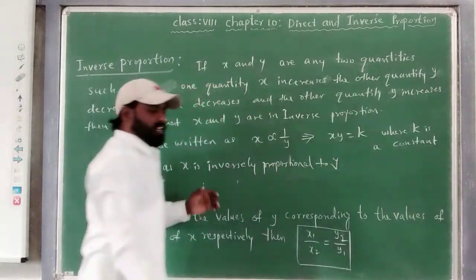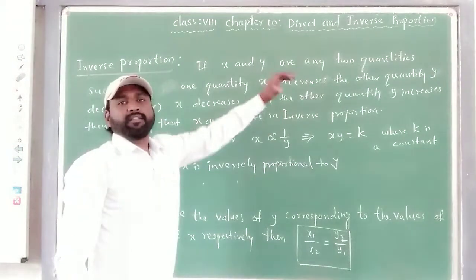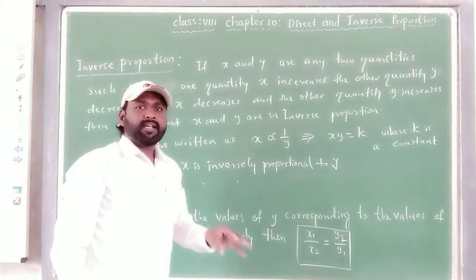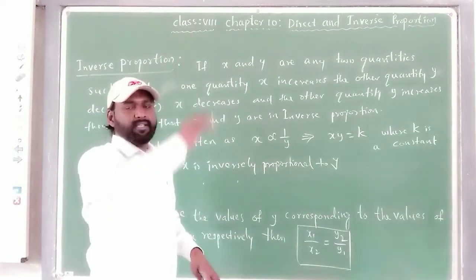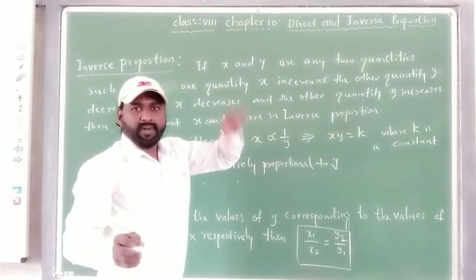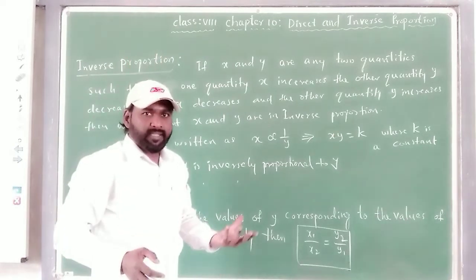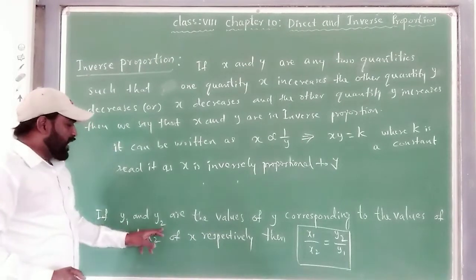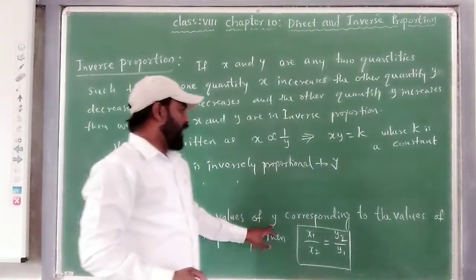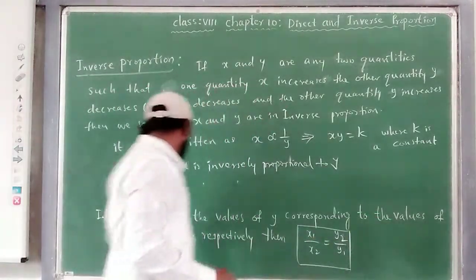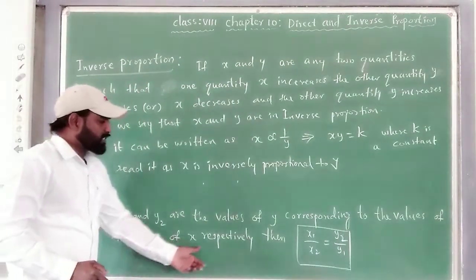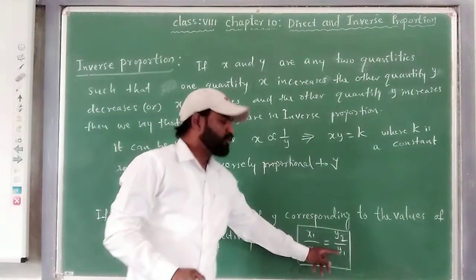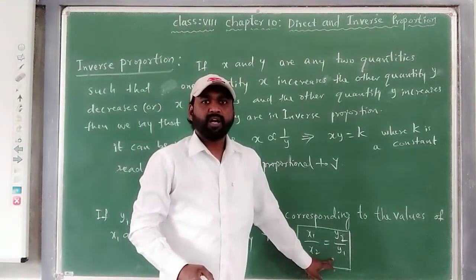That means if the quantity x increases, the other quantity y decreases. If the quantity x decreases, the other quantity y increases. So one increases, the other decreases; one decreases, the other increases. This kind of situation is known as inverse proportion. See, if y1 and y2 are the values of y corresponding to the values x1 and x2 of x respectively, then x1 by x2 is equal to y2 by y1. This is what you need to remember.